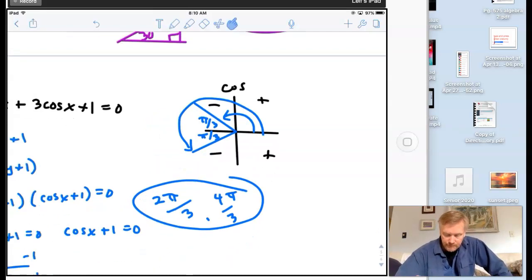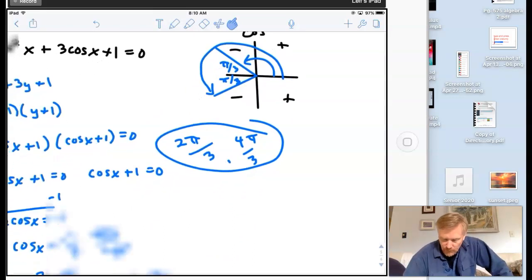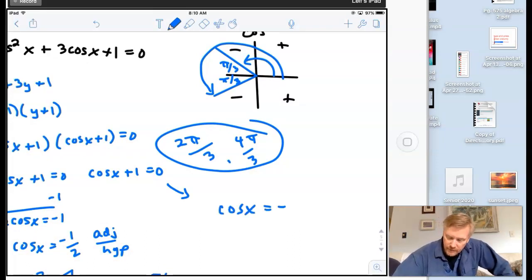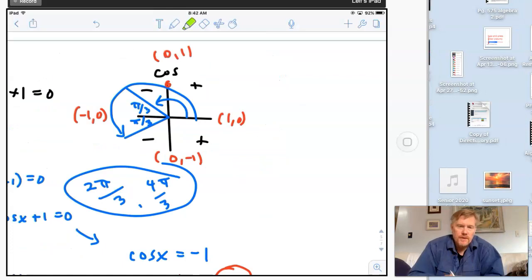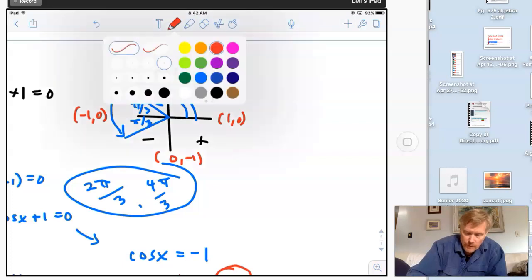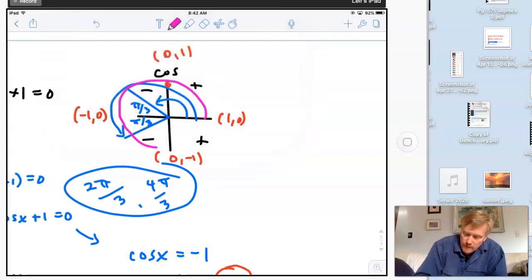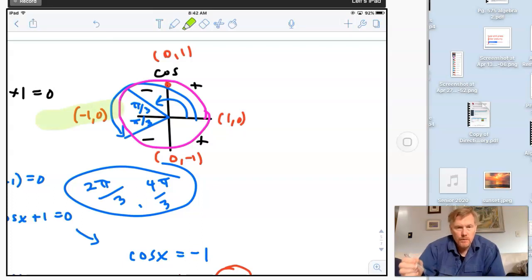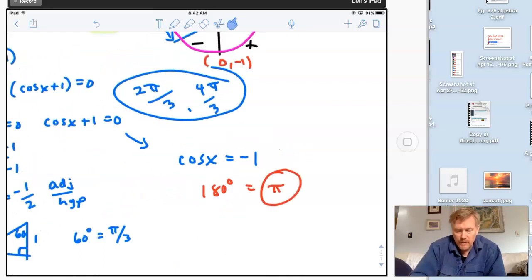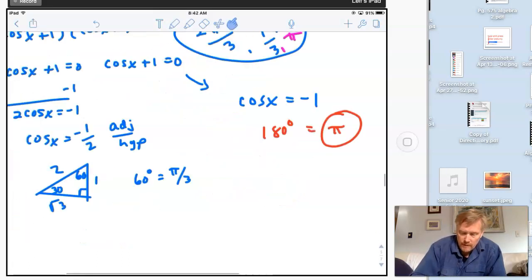Now let me check the other one. If I solve that, I get cosine of x equals negative 1. The cosine is the x coordinate, so I'm looking for where the cosine is negative 1. That's back to my unit circle. Where is the x coordinate negative 1? That brings me over here to 180 degrees, which is the same as pi. So that's my other answer. I got three answers: 2 pi over 3, 4 pi over 3, and pi. And that's it for that problem.